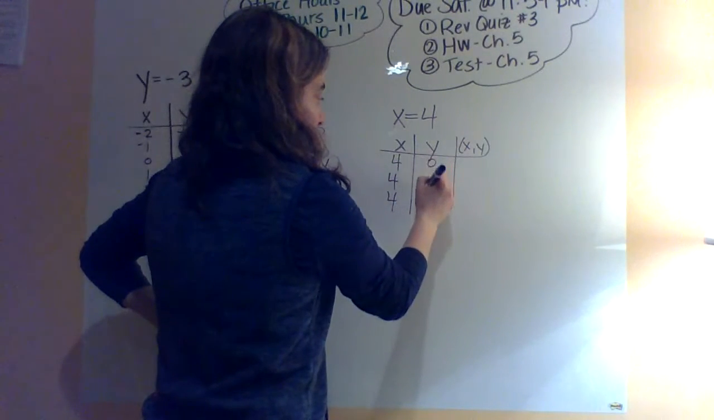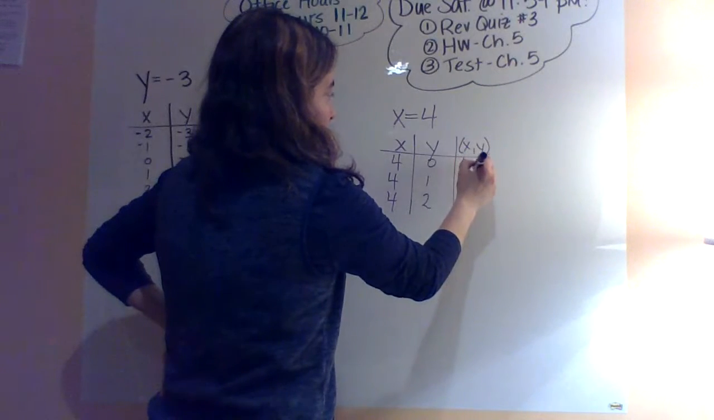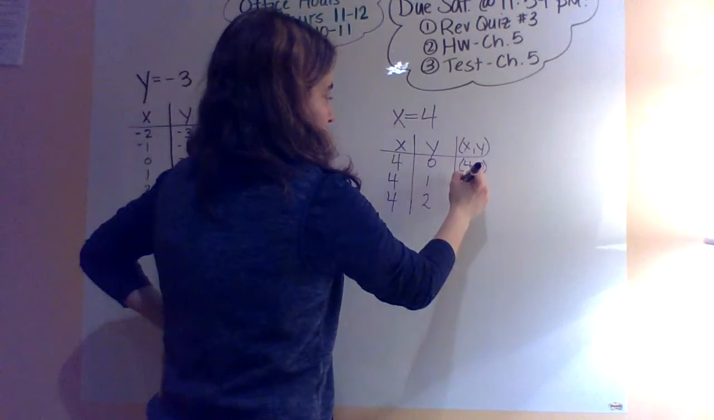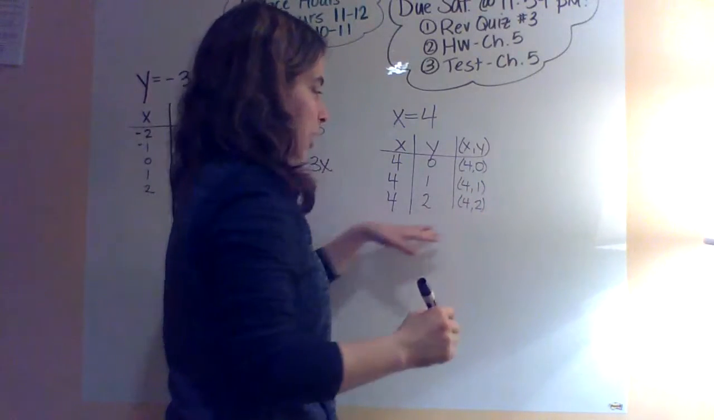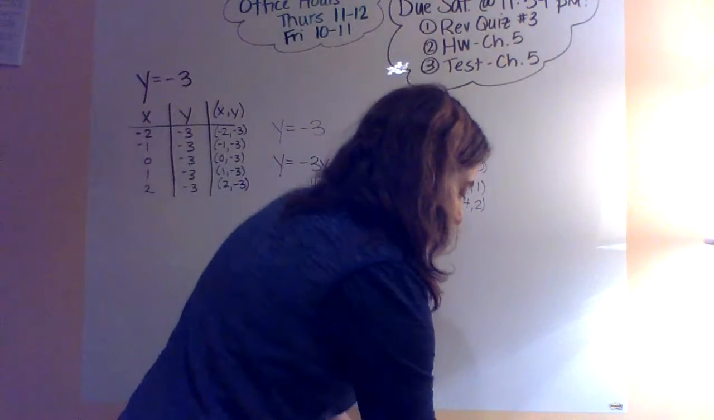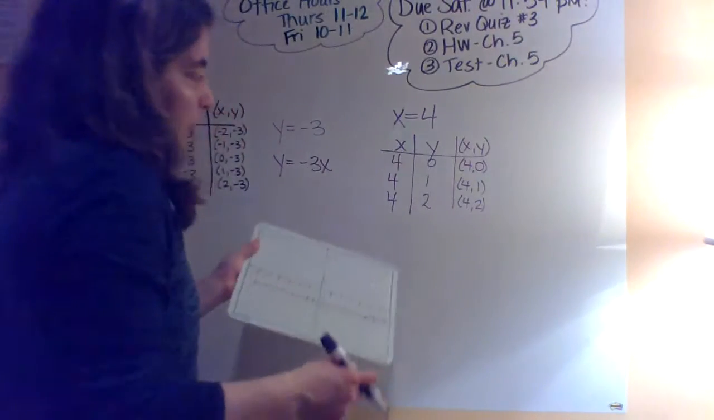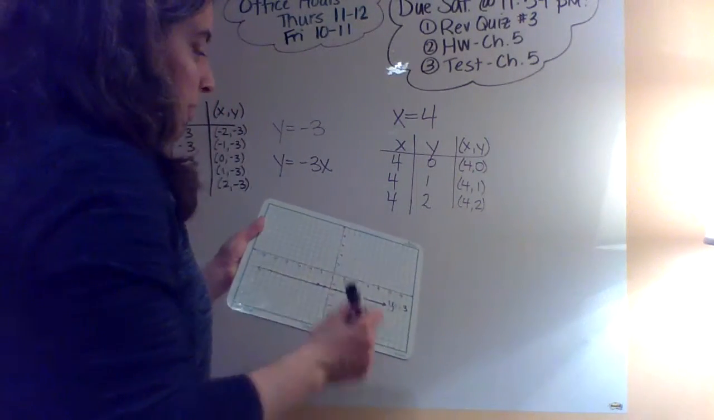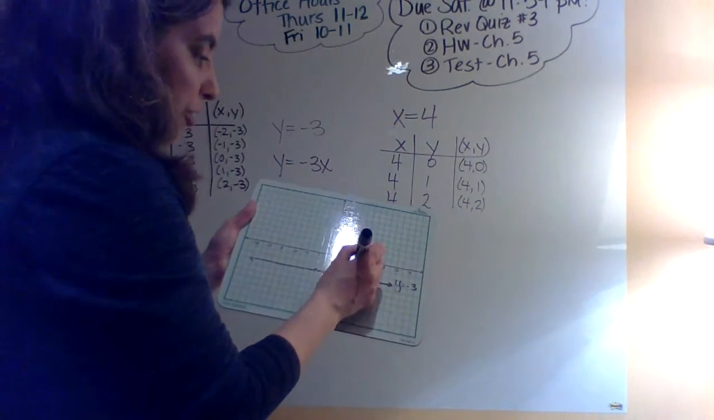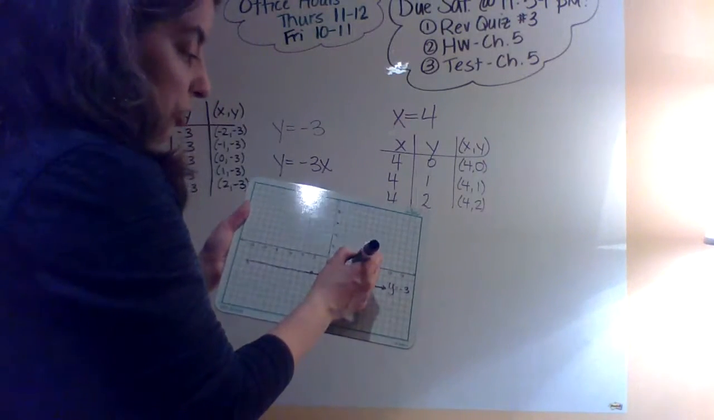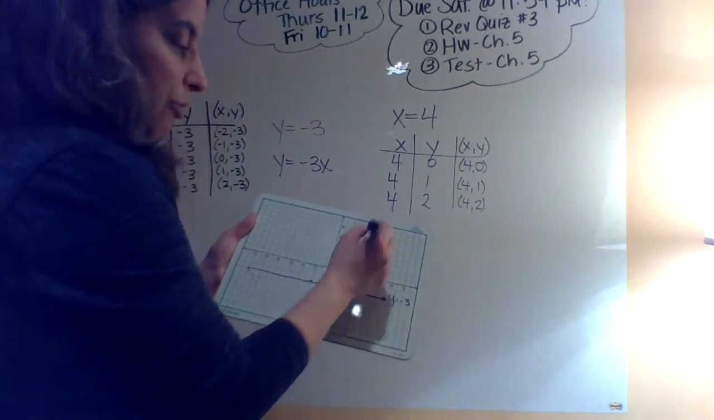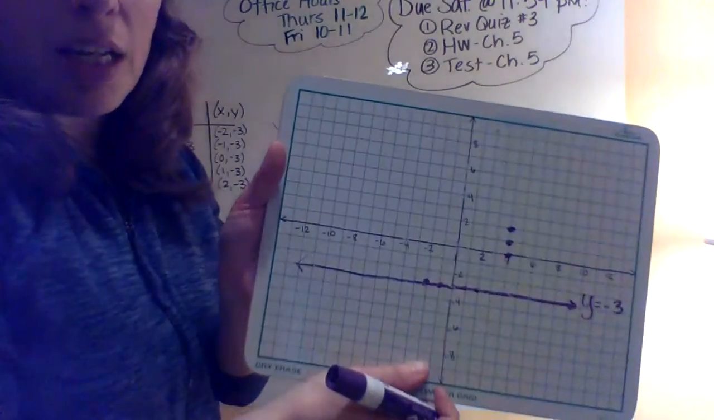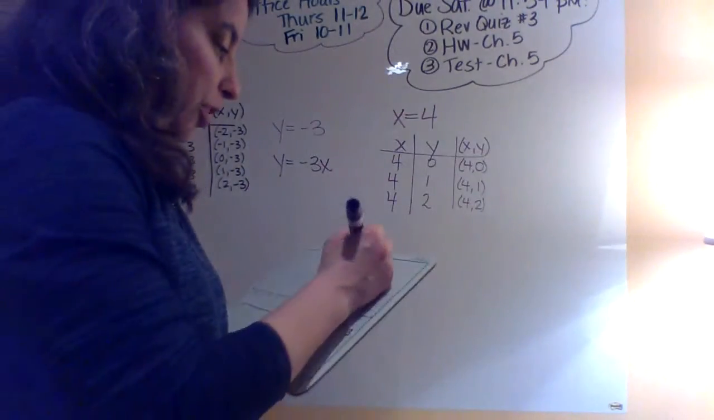Now we can put whatever we want over here in the y, because our rule doesn't tell us anything at all about y. We could put 87 in y, and it would be 4, 87. So if I go ahead and graph this, every one of these points goes over to 4, and then either stays there for 4, 0, or goes up for 4, 1, up for 4, 2. So you can see that we're creating this vertical line.